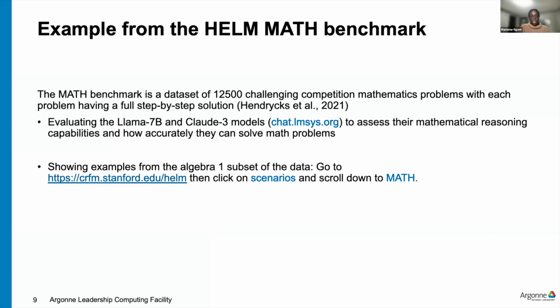I'm going to use the MATH benchmark dataset. It has more than 12,000 challenging competition mathematics problems, and each problem has a step-by-step solution. As I mentioned, I'm going to evaluate the Llama 7B and the Claude 3 model. Bethany found this great website where you have one place where you can try different models: chat.lmsys.org. That's where I did my evaluation. To access the dataset, you can go to the HELM website, click on scenario, and then scroll down to math.